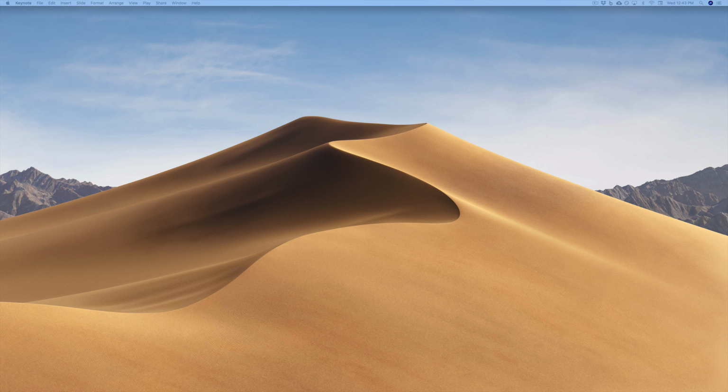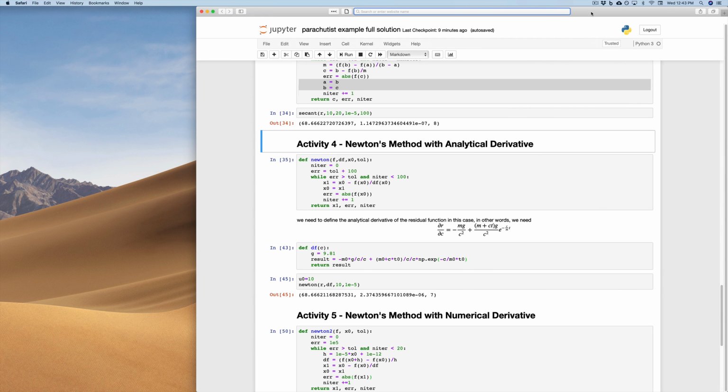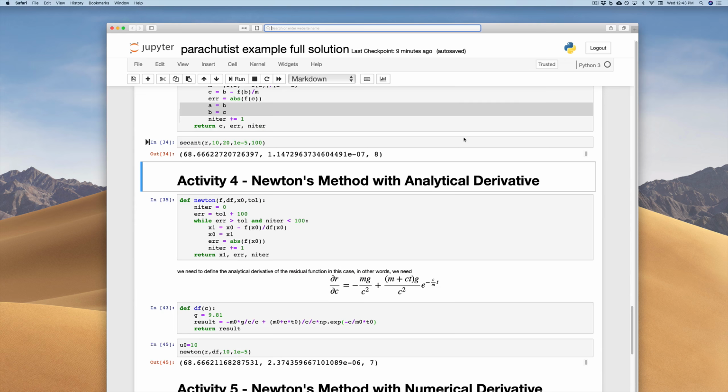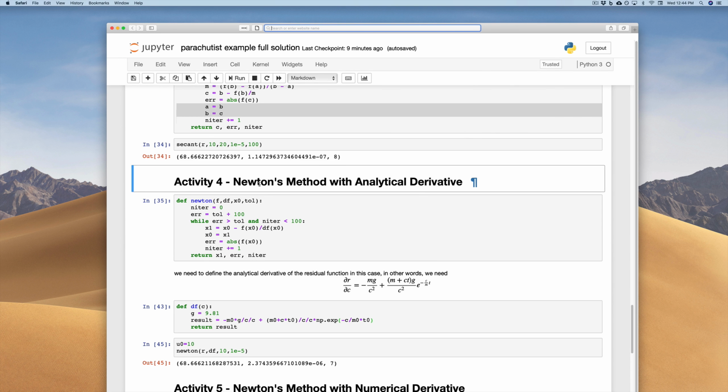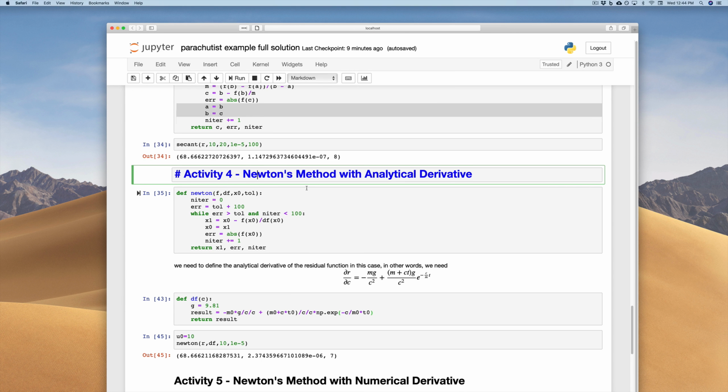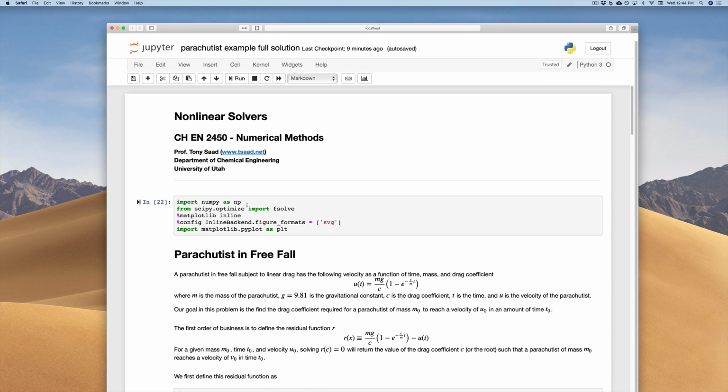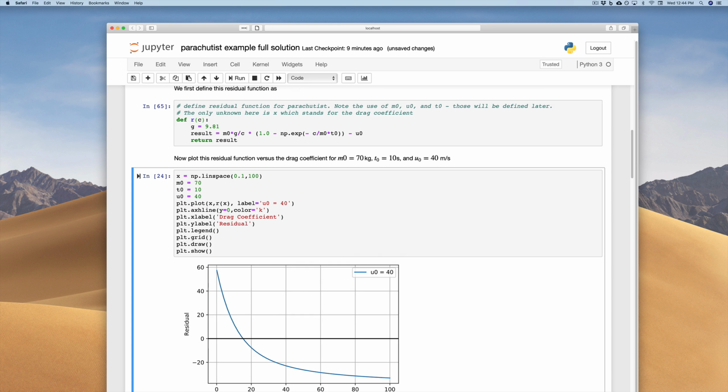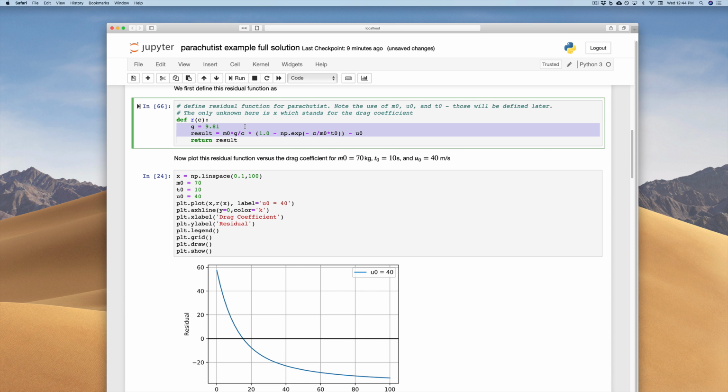Parachutist example. I'm going to drag this over here and increase the font size a little bit. So, activity 4: Newton's method with analytical derivative. If you don't remember, this was the parachutist in free fall. You probably have to execute all of these functions again, all of these cells.